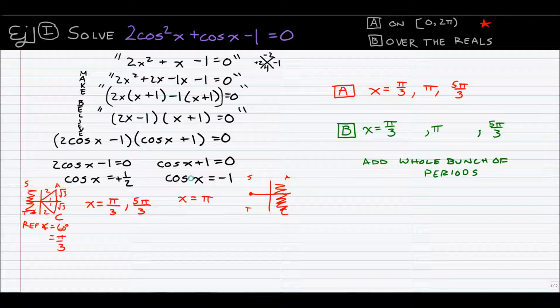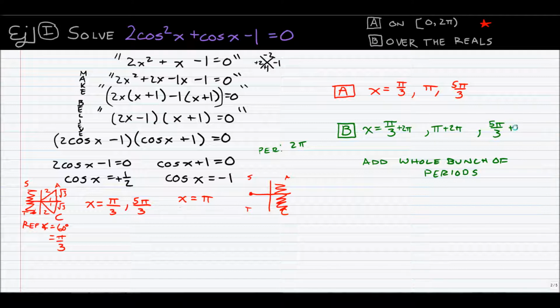So instead, what I'll point out is that if we want to add a whole bunch of periods, we just have to first of all know what the period is. If you look at both of these functions, they're just like the parent ones. In fact, it is the parent one on the left side. So our period is just 2 pi over 1, which equals, last time I checked, 2 pi. So to do this, we're going to add 2 pi to each and every one of these guys.